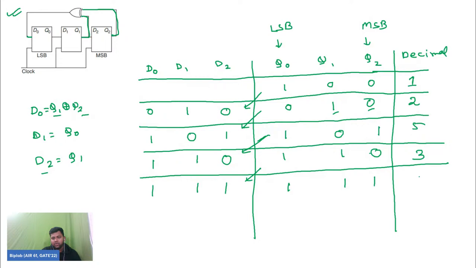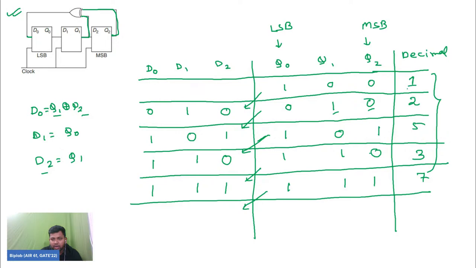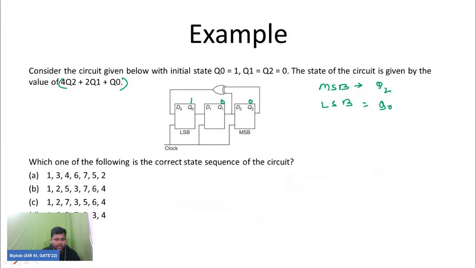So again, we can continue this process, but we don't have to because we have options. So I think we can discuss some of the options. Let us see the sequence we currently have: 1, 2, 5, 3, 7.